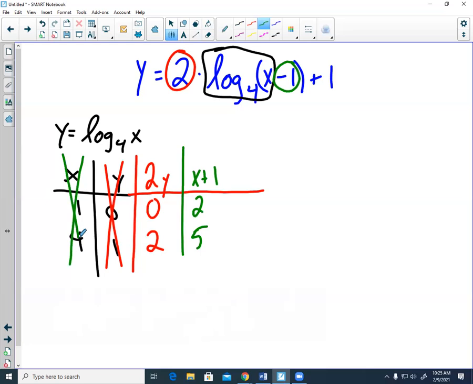Right, and then I have one thing left, and that one last thing that I have is my k value. And what does that k value do? Moves the y column up 1 unit. So that column plus 1, so it's going to be 1 and 3, and I'm done here.